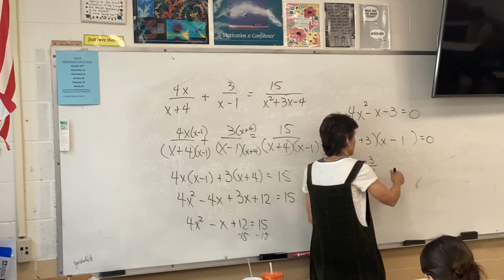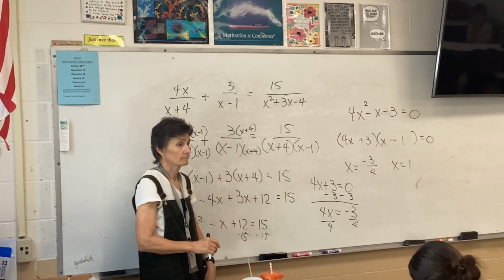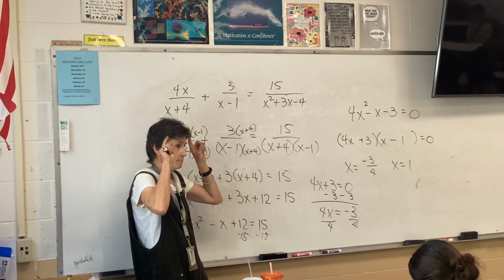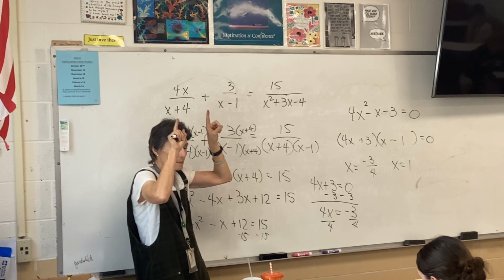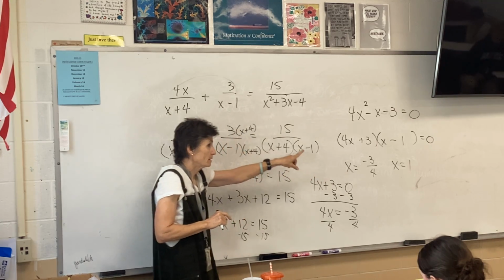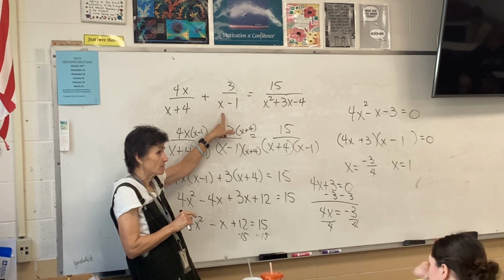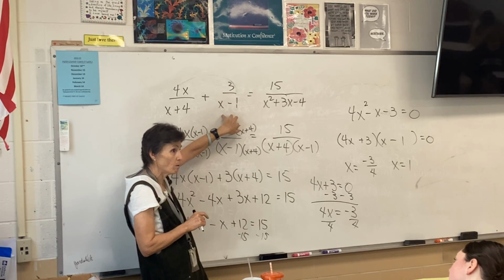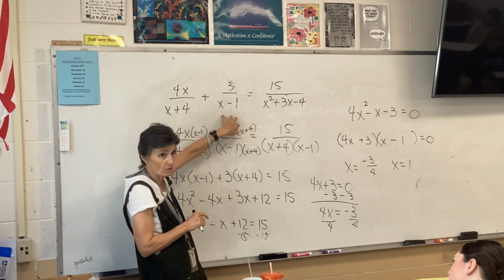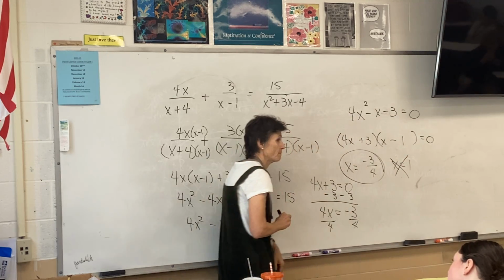Same thing with this one. X equals 1. Our little antennae are going up because tell me about 1. Look back over here at the problem. Can x be 1? No, because if x were 1, that would be 3 over 0. And are you allowed to have 3 over 0? Never. So, guess what? That's extraneous, and the only answer is negative 3/4.